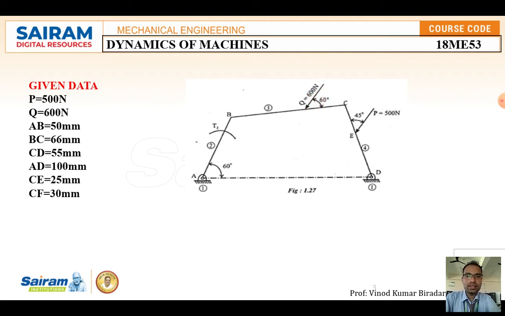Okay, similarly the CE distance is 2.5. From this point cut one arc of 2.5, then draw a force of 500 Newton with an inclination angle of 45 degree. Once you have constructed this, based on this you need to calculate the input torque.